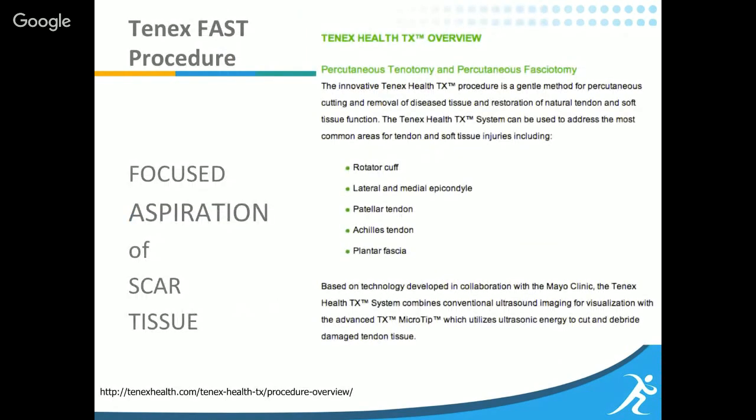So finally, I want to talk about the 10x FAST procedure. You guys have heard of this procedure? Yes, maybe so. All right. The 10x FAST procedure, or focused aspiration of scar tissue, was developed in collaboration with the Mayo Clinic, and I took this right from their website. It's a gentle method for percutaneous cutting and removal of diseased tissue and restoration of natural tendon and soft tissue function. It can treat rotator cuff tendinopathy, medial and lateral epicondylosis, patellar tendinopathy, Achilles tendinopathy, as well as plantar fasciosis or fasciitis.